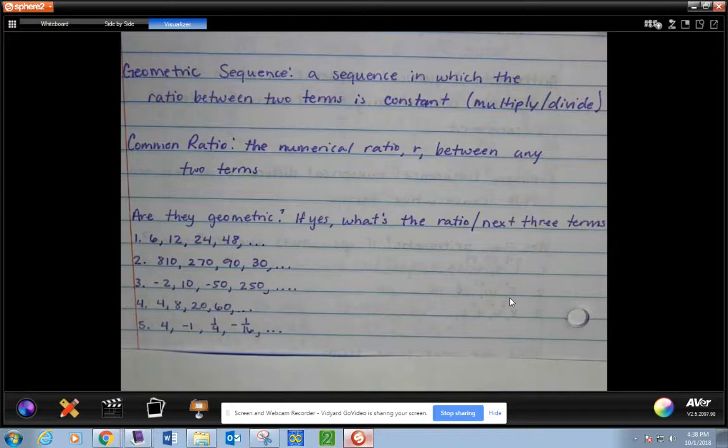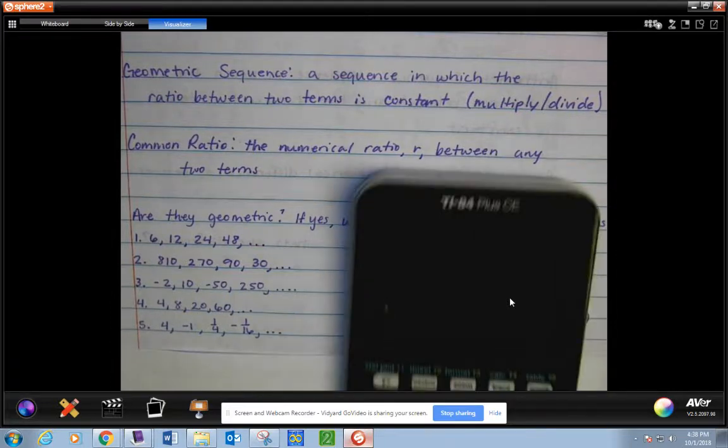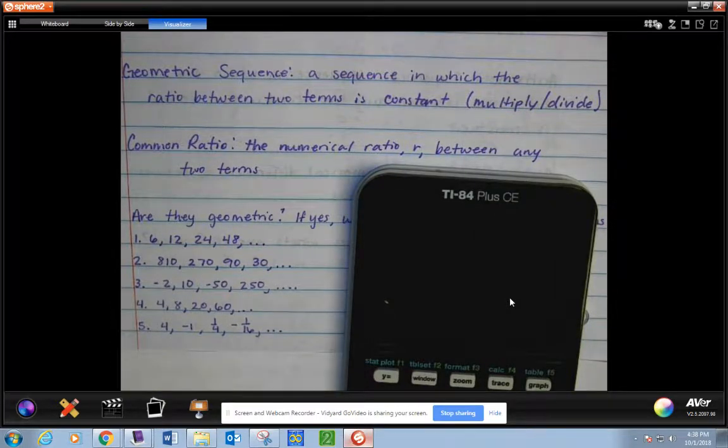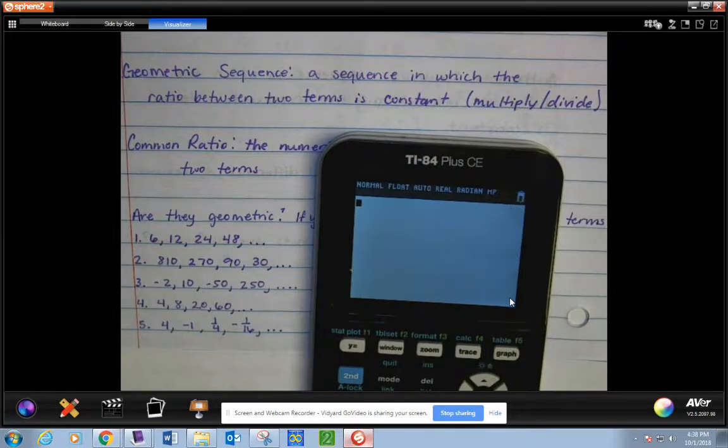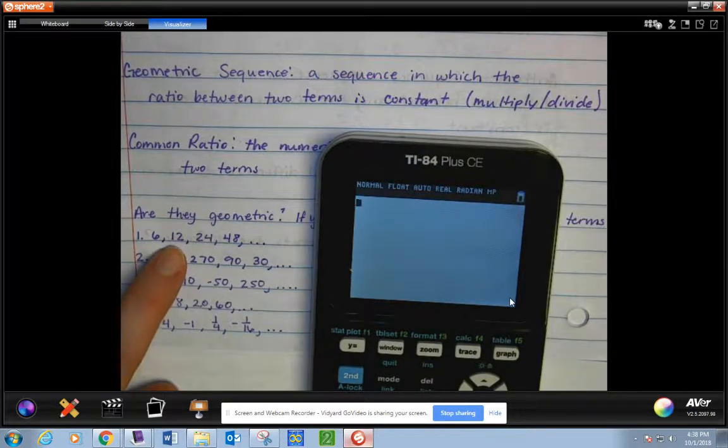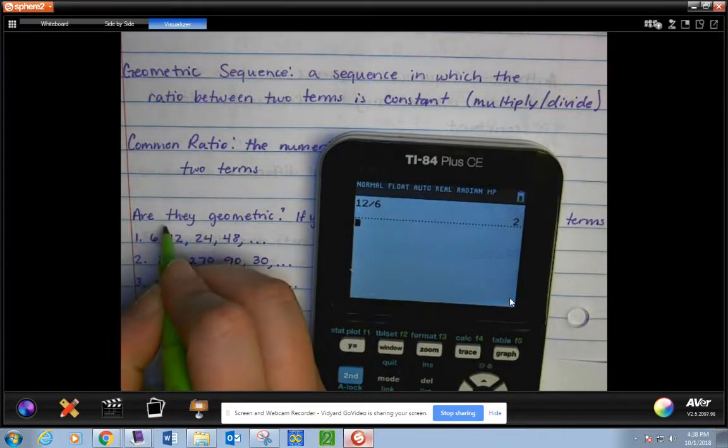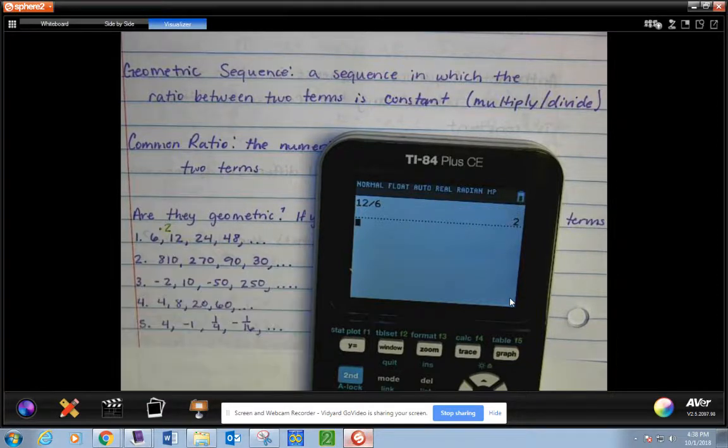Since we're talking about geometric, you want to look, are the numbers getting bigger or smaller? Since the numbers are getting bigger, this means we're multiplying. But some people can't figure out what you're multiplying by that easily in your head. So to figure out what you're multiplying by, if the numbers get bigger, take the second term and divide by the first term. So 12 divided by 6, and that gives me 2. So that tells me I'm multiplying by 2.